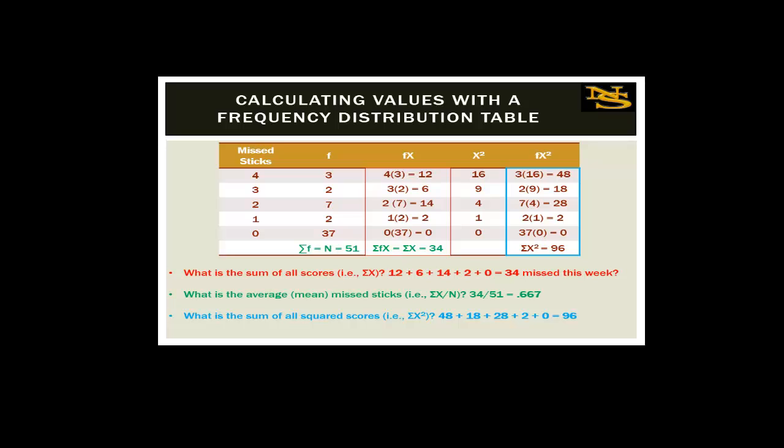Now, just like you couldn't just say 4 plus 3 plus 2 plus 1 gives me the sum of all the scores, you cannot add 16 plus 9 plus 4 plus 1 and get the sum of all squared scores. Just like before, you need to take those frequencies into account. So you need to multiply the frequencies by the x squared values. So 3 times 16 gives you 48. 2 times 9 gives you 18. 7 times 4 is 28. 2 times 1 is 2. 37 times 0 is 0. Add those together and you get 96 for the sum of all squared scores.